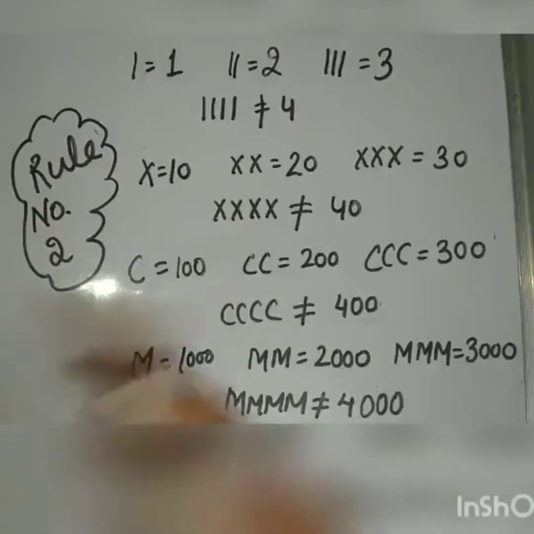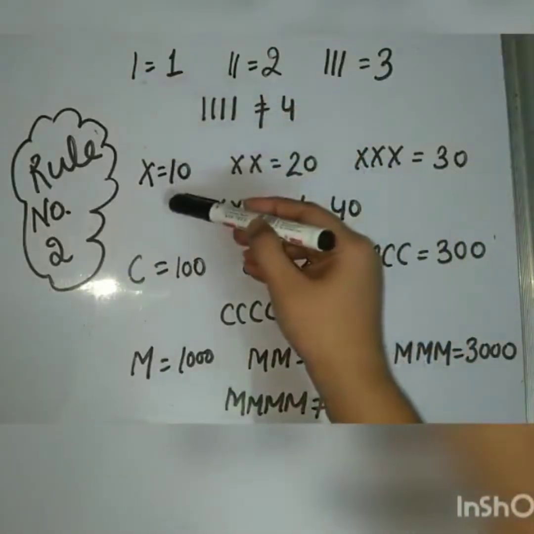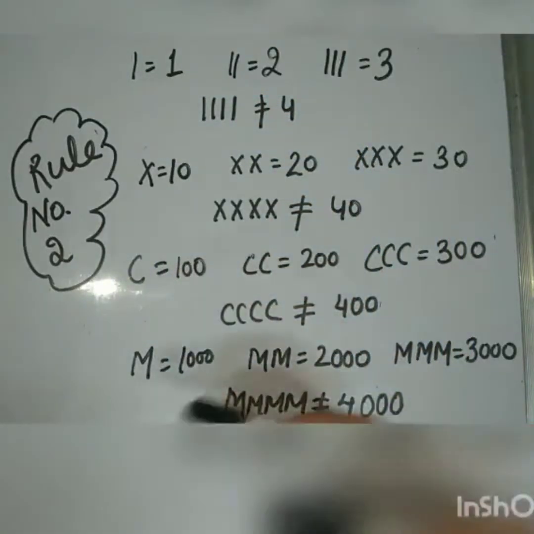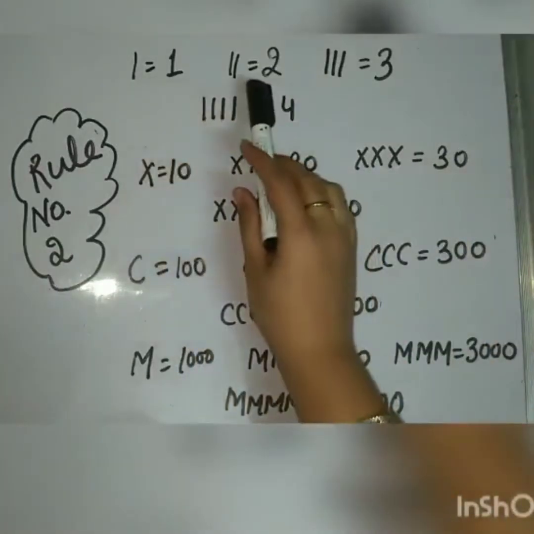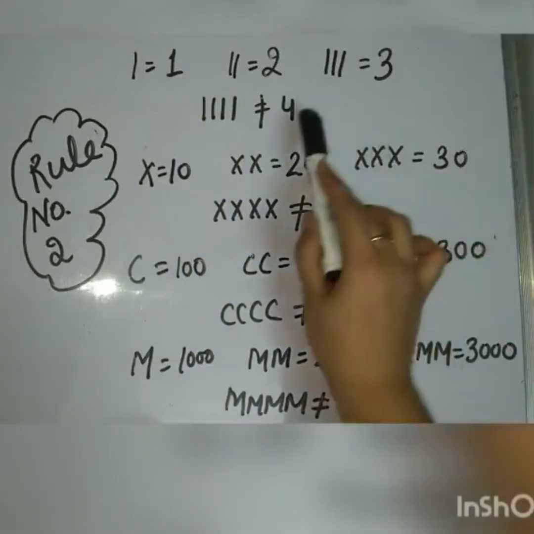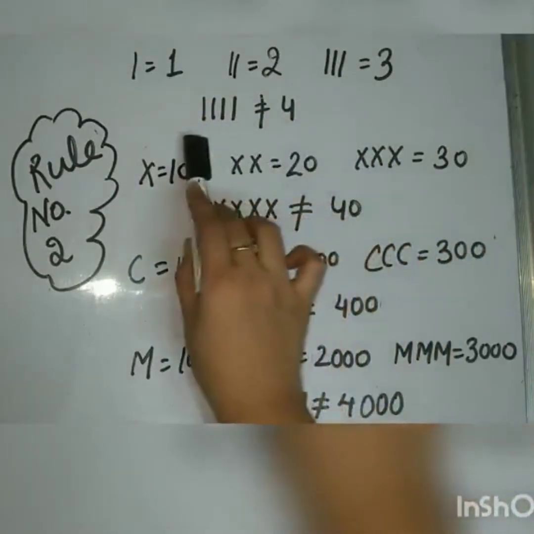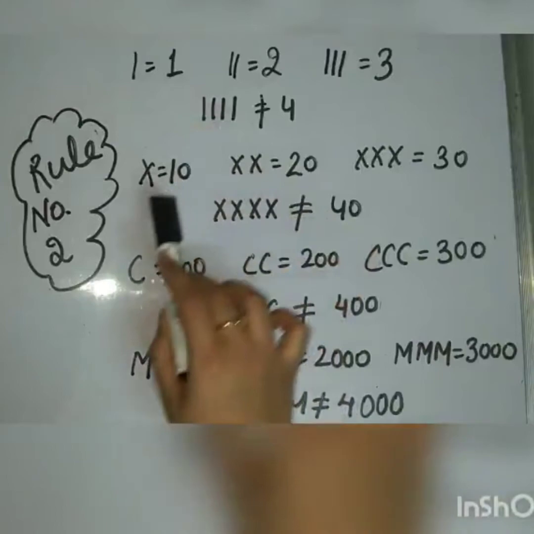Rule number 2. The symbols I, X, C and M can be repeated up to a maximum of 3 times. For example, I, I I, I I I. But 4 cannot be represented as 4 I's.